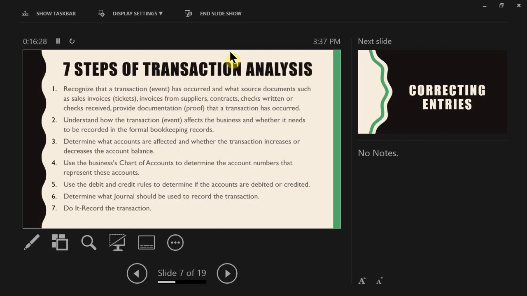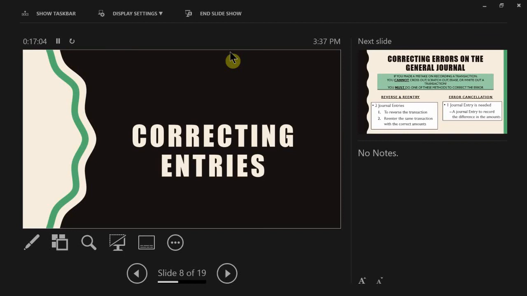And then lastly, number 7, just like the Nike logo, just do it. Go ahead and record the transaction. Any questions in regards to the 7 steps of transaction analysis? You guys may not have questions until we actually look into our exercises, and we'll do it. With that being said, the next thing I'm going to introduce to you is correcting entries.